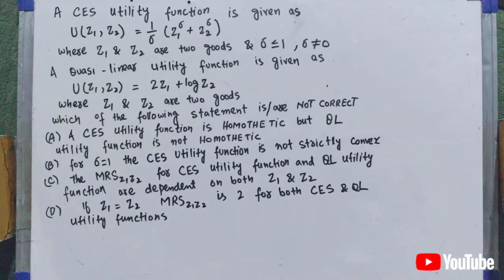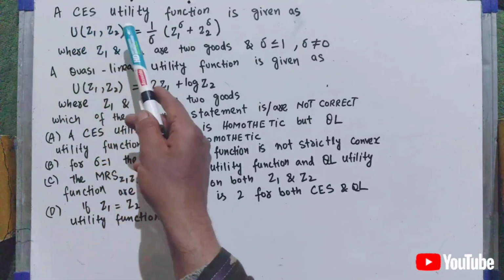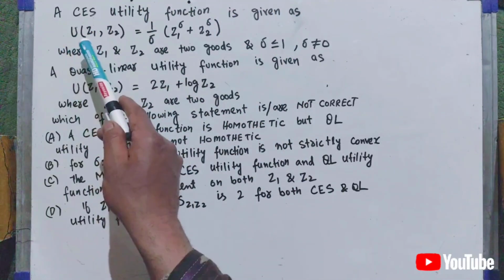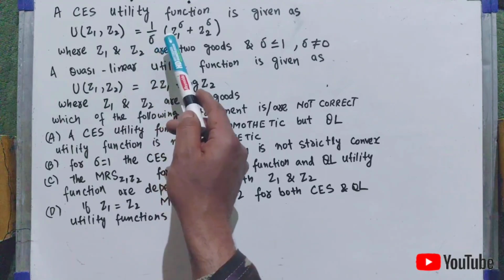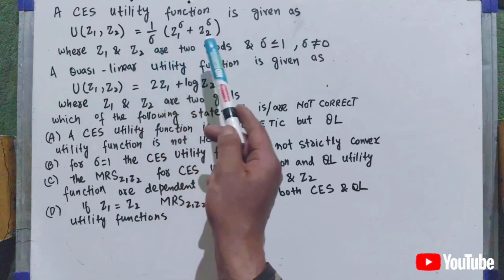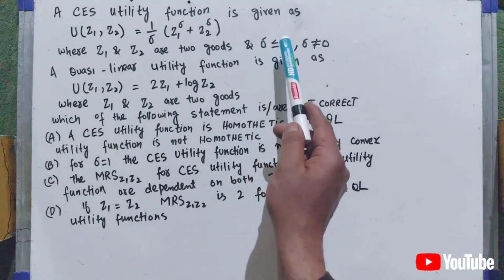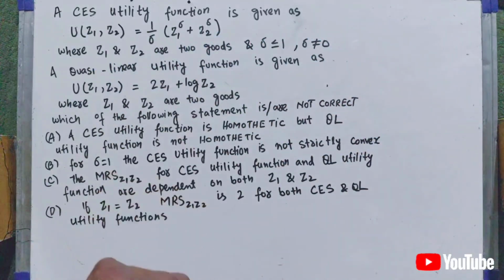This question is related to homothetic and homogeneous functions and also about the MRS of quasi-linear and constant elasticity of substitution functions. The question goes like this: a CES, that is constant elasticity of substitution, utility function is given as utility as a function of two goods Z1 and Z2, which is equal to 1 upon delta times Z1 raised to the power delta plus Z2 raised to the power delta, where delta is less than or equal to 1 and delta is not equal to 0.